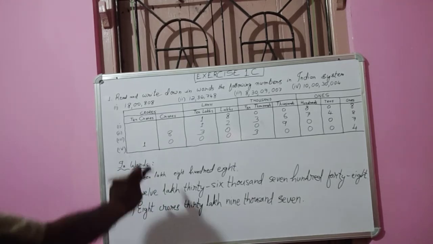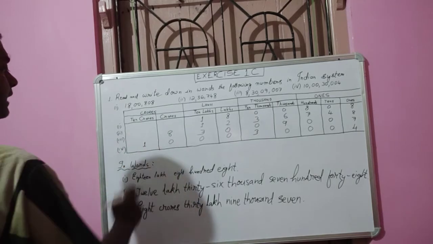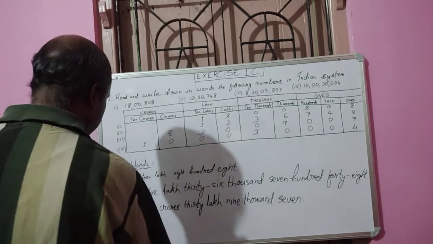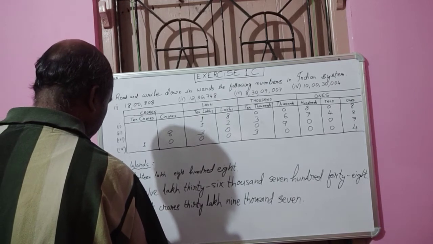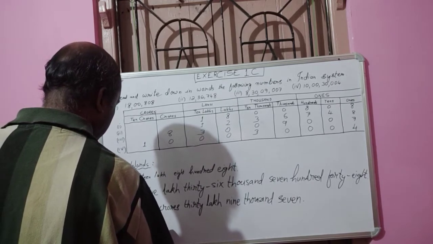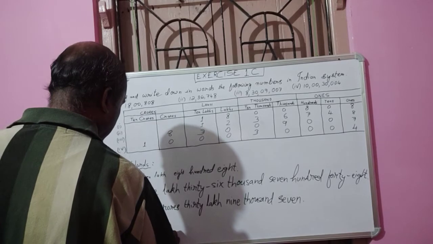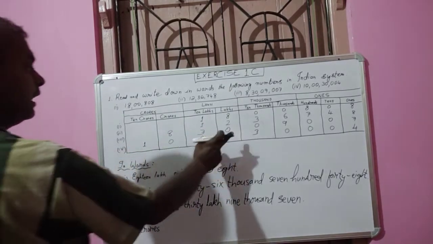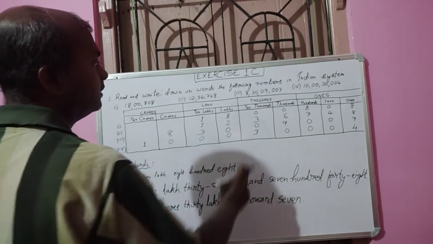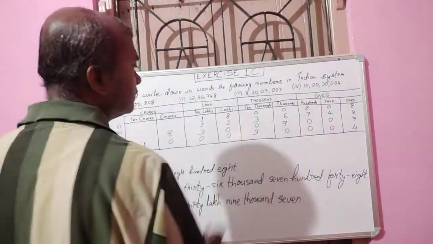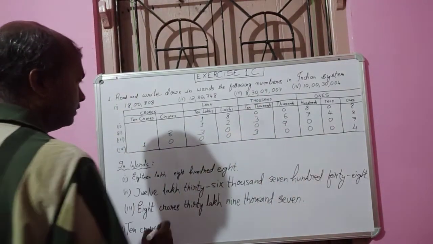Last one. In the crores group we have 10. So 10 crores. Lakhs group 0 digits are there, so we will not write anything for lakh. Coming to the thousands group we have 30. 30,000.